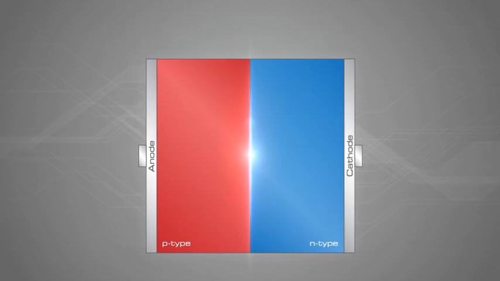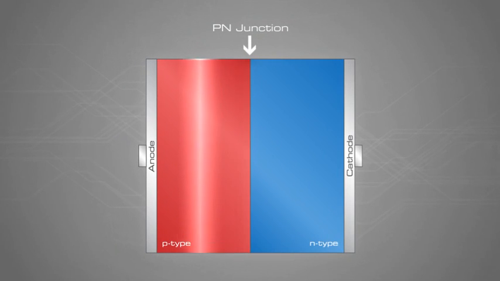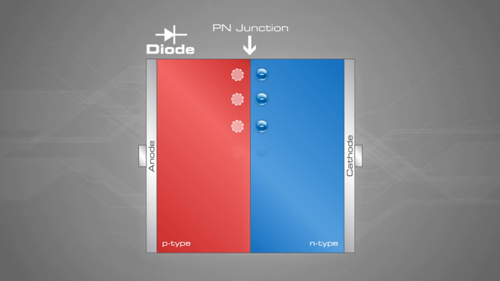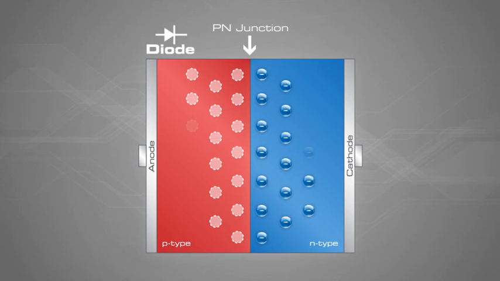When p-type and n-type silicon are placed in contact with one another, it forms a p-n junction. At this junction, an interesting phenomenon occurs that is the foundation of solid-state electronics. A basic p-n junction creates a diode that allows electricity to flow in one direction but not the other.